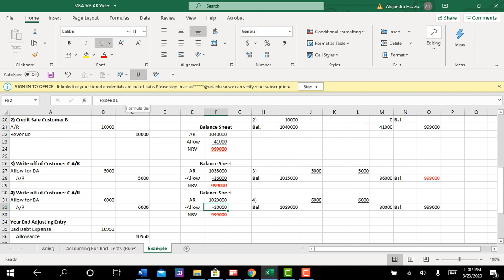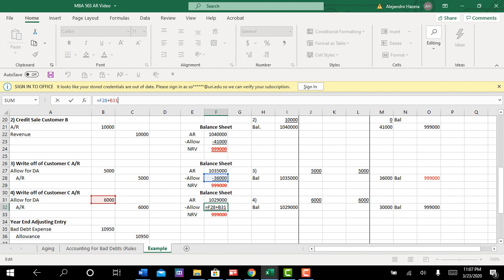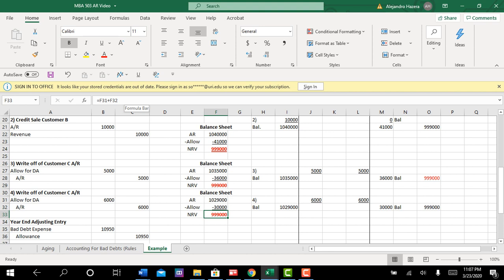Your new allowance balance is 36,000 minus 6,000, or 30,000. So you took 6,000 out of each one of these things, so your net realizable value doesn't change. I just did this second example to emphasize that, once again, when you write off a customer account, it can happen anytime when a customer won't pay and your net realizable value doesn't change.